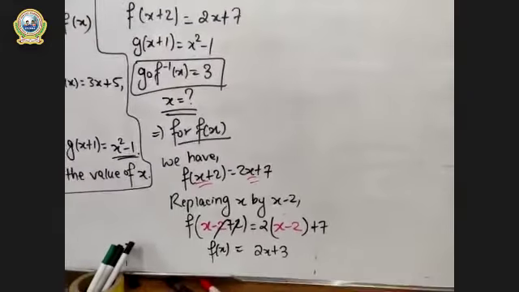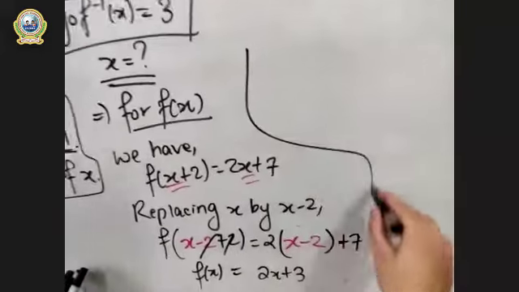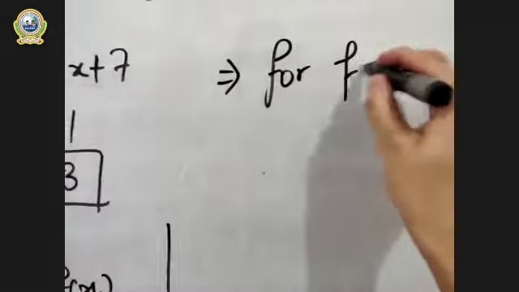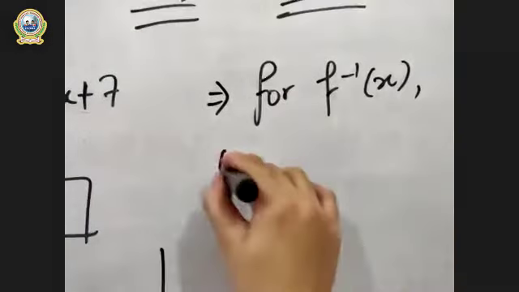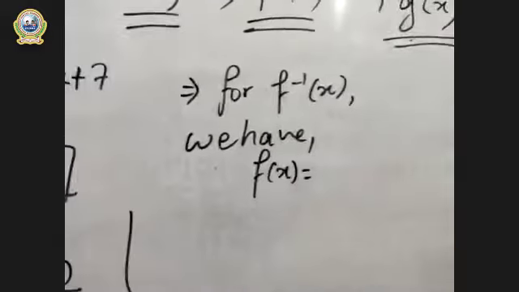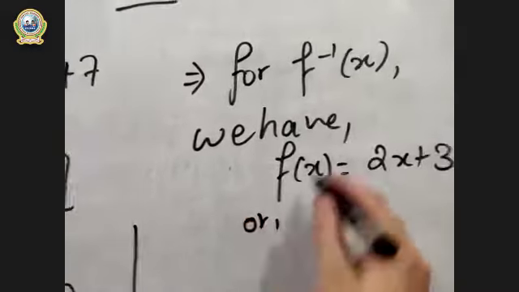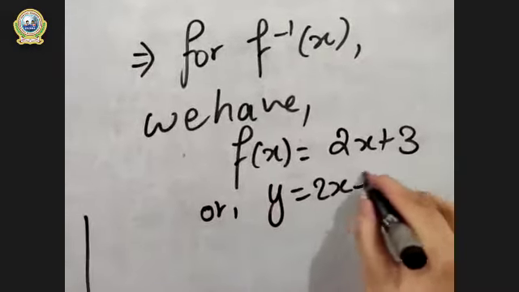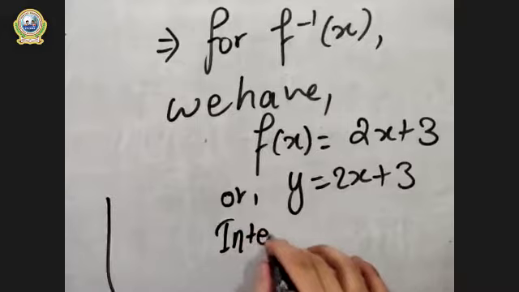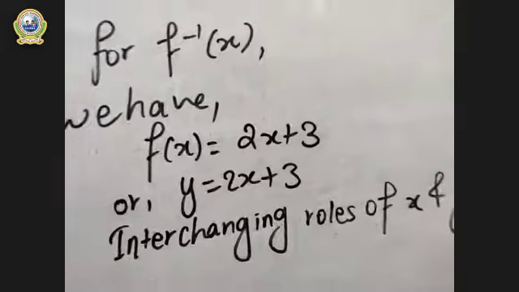Now in the second arrow, we will calculate f inverse x. So write the second arrow here for f inverse x. We have f(x) is equal to, what do you have here? 2x+3, right? Now replace f(x) by y. y is equal to 2x+3. Now what do we do? We interchange the role, right? Interchanging roles of x and y.